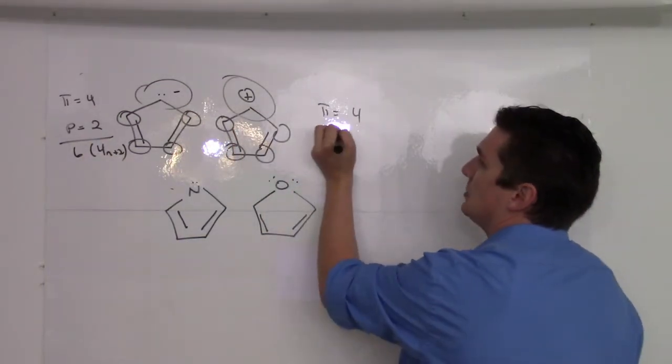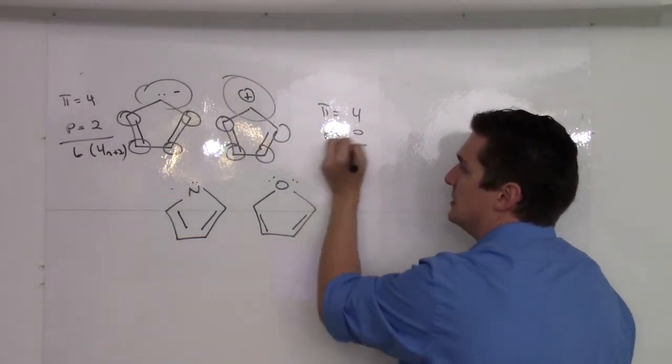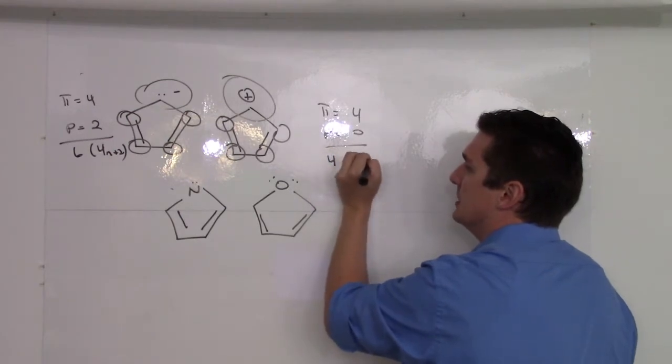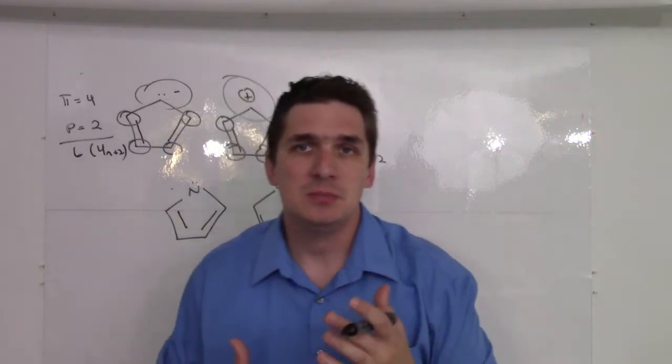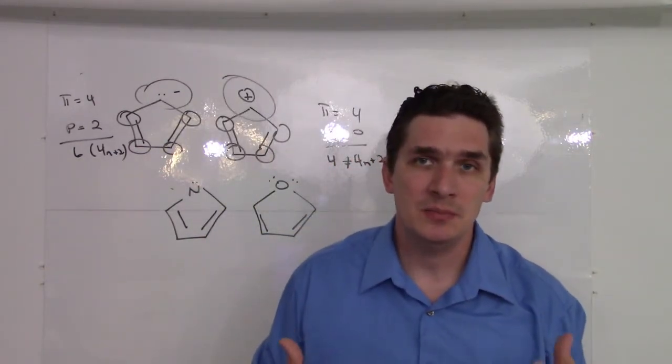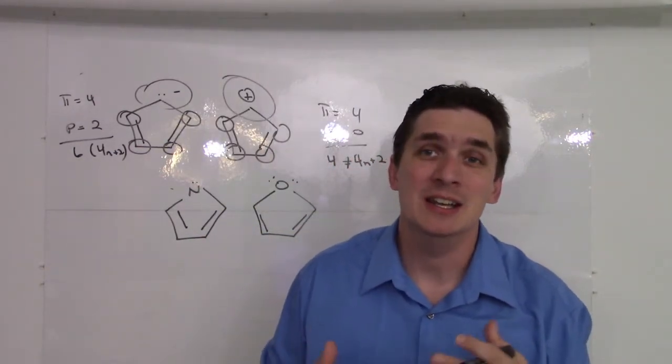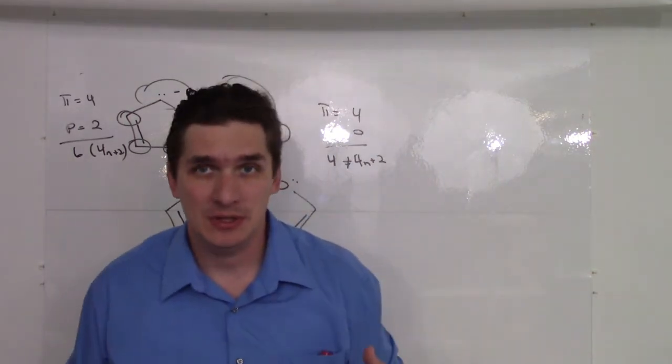Here, our p orbital doesn't have anything in it, so we get 4, which is not 4n plus 2. So this is your anti-aromatic compound. It ends up having electrons that are unpaired, or probably actually in non-bonding orbitals that don't do anything.